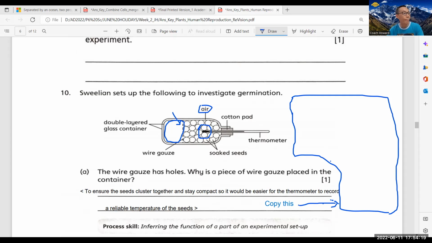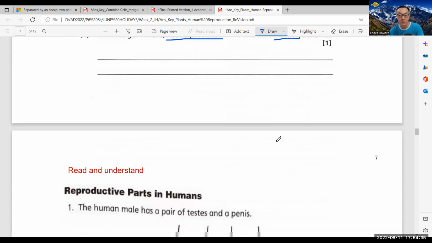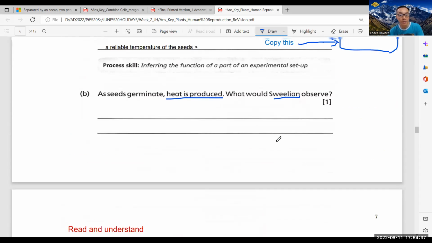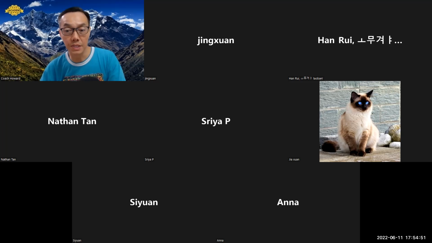Next part. As the seed germinates, heat is produced. So what would she observe? You say that Sui Lan will observe the temperature in the thermometer would increase. Quite easy, yeah. So you take note of this: the temperature in the thermometer will increase. Okay, I will stop this part, pause the video and continue with the second section.